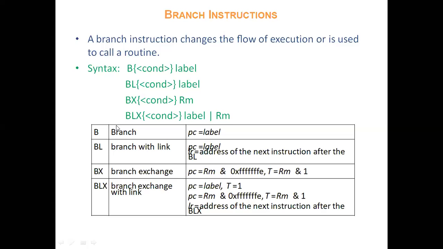Let us look at this table. You can easily understand it. The first one is a branch, which is nothing but PC equals label, right? That is, the program counter will have the address of the label, from where the execution has to start.